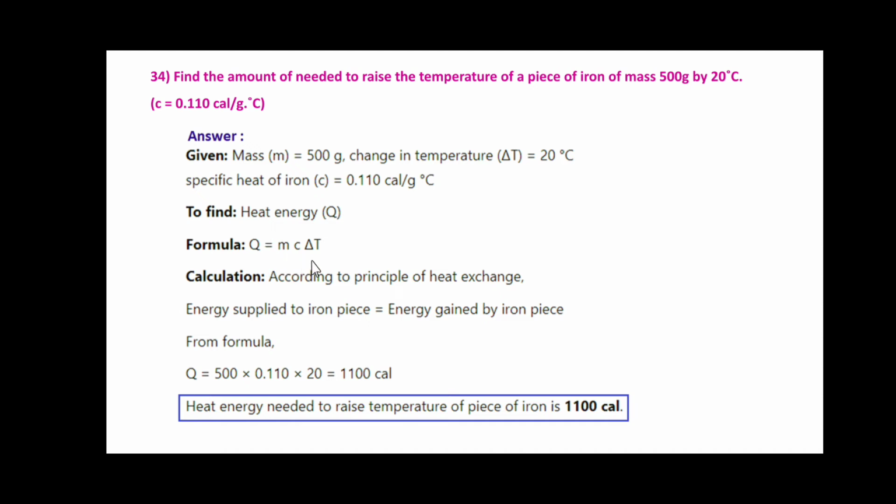So Q is equal to m c delta T is the formula. According to the principle of heat exchange, energy supplied to iron piece is equal to energy gained by iron piece. So from this formula, Q is equal to 500 into 0.110 into 20, which will be 1100 calories. So heat energy needed to raise the temperature of the piece of iron is 1100 calories.